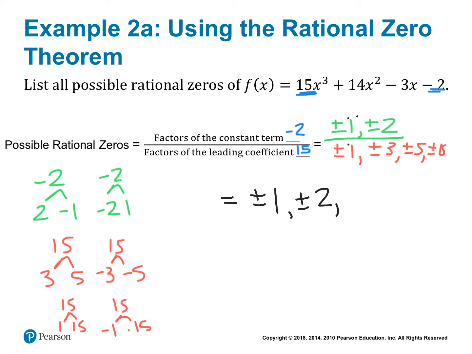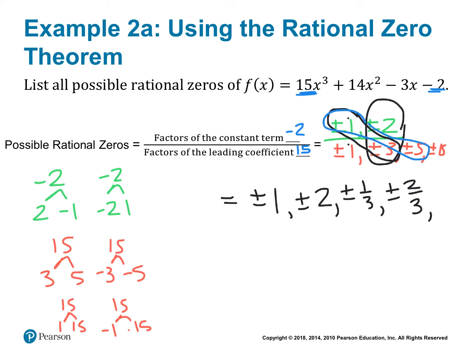Okay, so now let's go to the next set. If I do this, I could have a positive or -1/3. If I do this, I could have a positive or -2/3. Okay, then if I do the next one, I have a 5 now, positive or -1/5, positive or -2/5. And then our final one, getting a little messy here, positive or -1/15, or positive or -2/15.